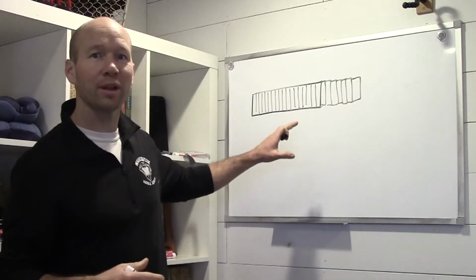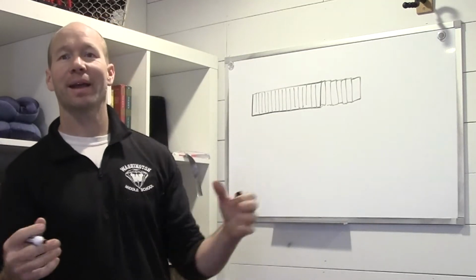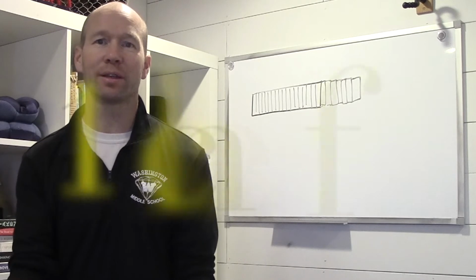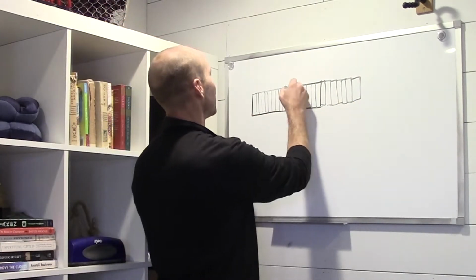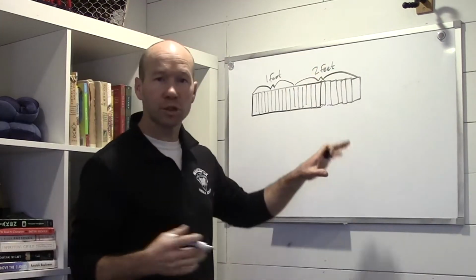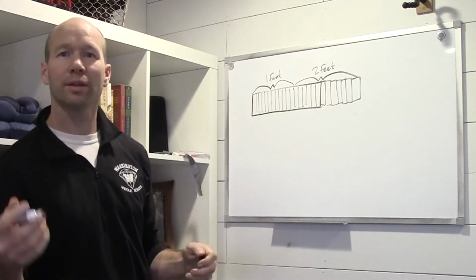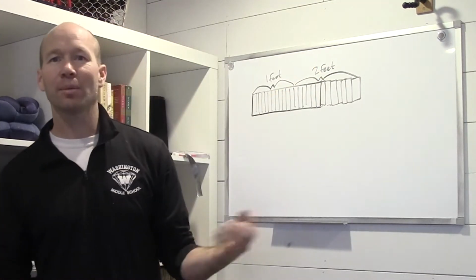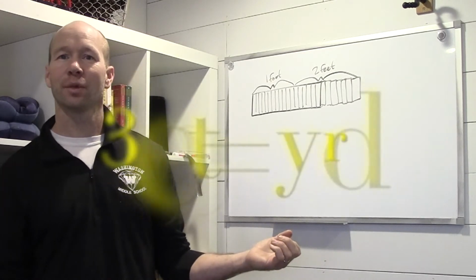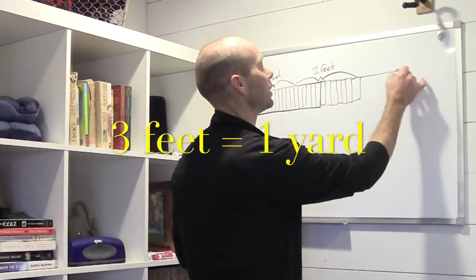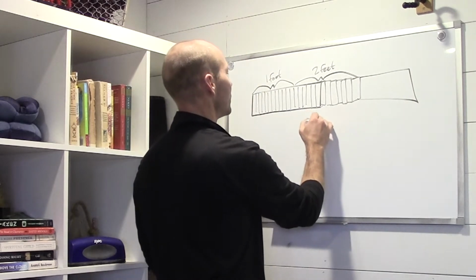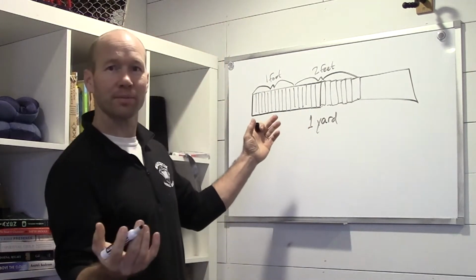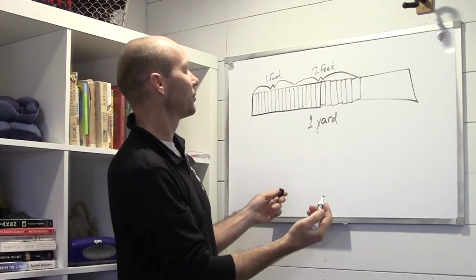So I've got 24 bars here. And how many inches are in a foot? So in 24 inches, now I've got 2 feet, and how many feet are in a yard? Well, I've got to go all the way over here. I've got another foot because we have 1 yard. 1 yard is 3 feet.